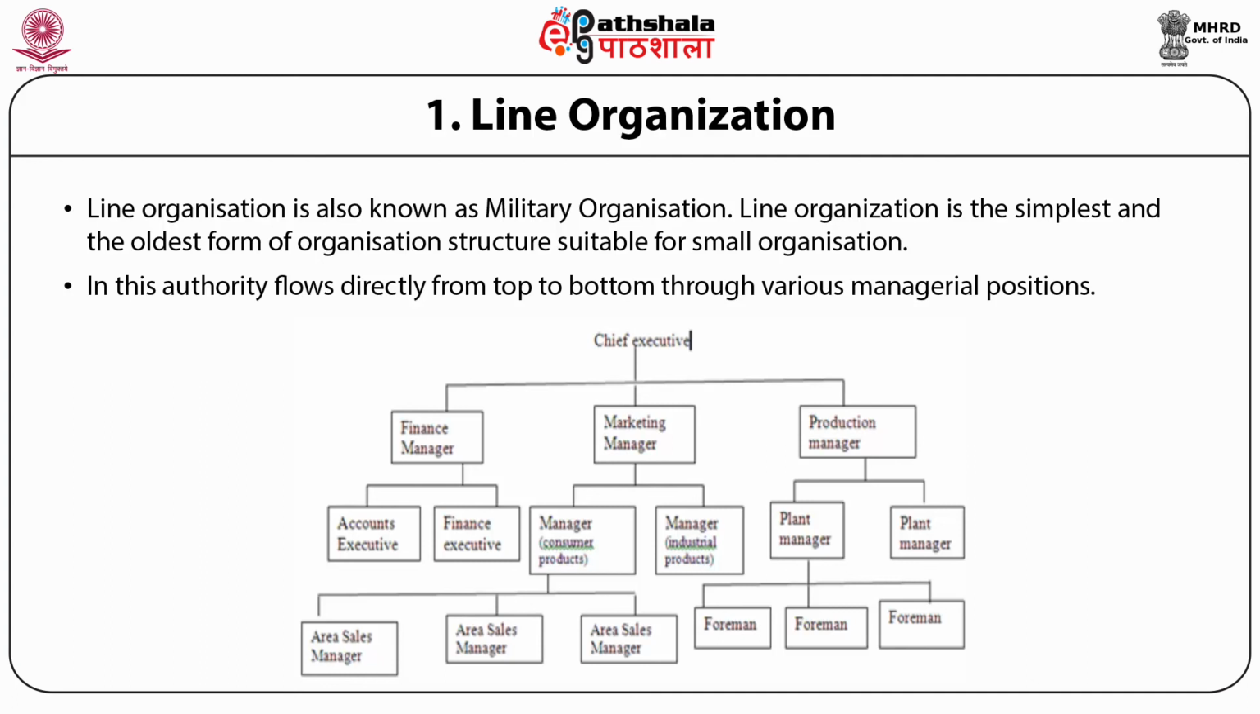At the top level, there is a chief executive, followed by departmental heads. After that, there are managers under the departmental heads. Then at the fourth level, there are area sales manager and the foreman. Authority flows down the line from chief executive to the last level in the organization. Each employee can exercise his authority independently without any interference.